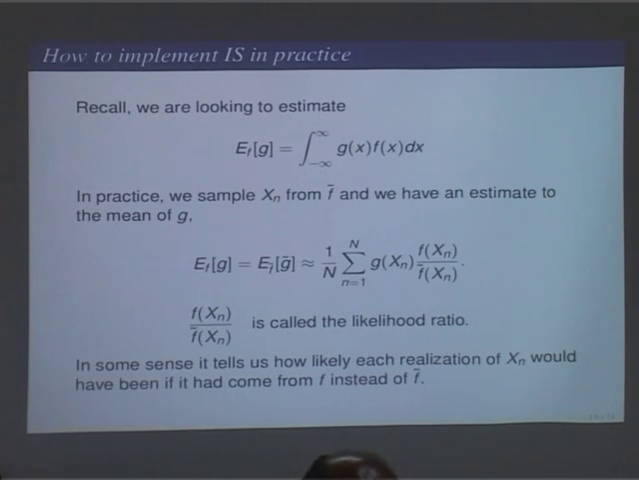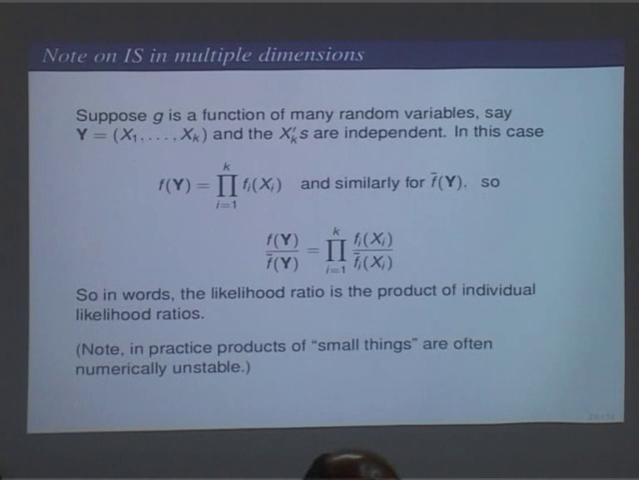The likelihood ratio tells you how likely the sample that I got from my importance distribution would have been if I had gotten it from the actual distribution sitting in my problem. That's effectively what it's telling you. So if you're doing importance sampling, this will always pop up in your Monte Carlo. You're sampling from f tilde, but this likelihood ratio then appears in your Monte Carlo. And just to let you know, if your random variables are independent, then the likelihood ratio of a bunch of independent random variables is just the product of likelihood ratios. Pretty straightforward.